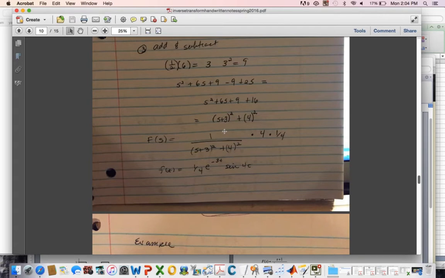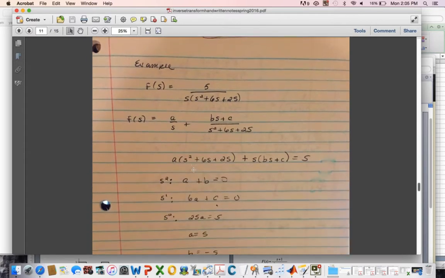If I look up in the table, that's very similar to the expression for e to the minus 3t sine of 4t. The only difference is I really need a 4 in the numerator. So I multiply by 4 and then I multiply by 1/4. I pull the 1/4 out. So when I take the inverse transform, this 4 over s plus 3 quantity squared plus 4 squared inverse transforms directly into e to the minus 3t sine of 4t, and my 1/4 comes out as a constant.